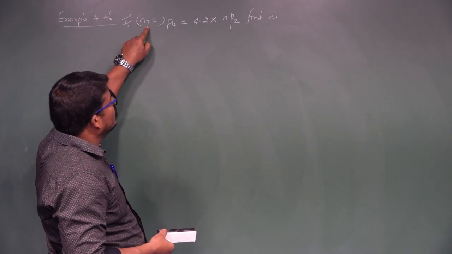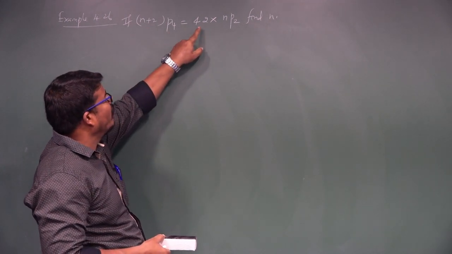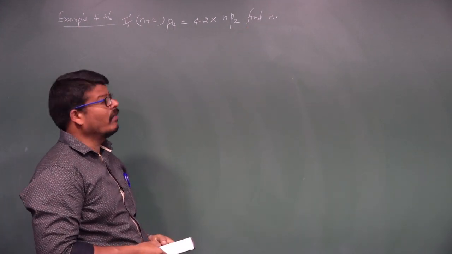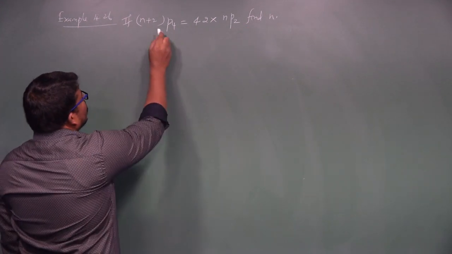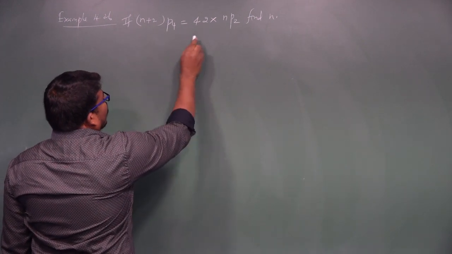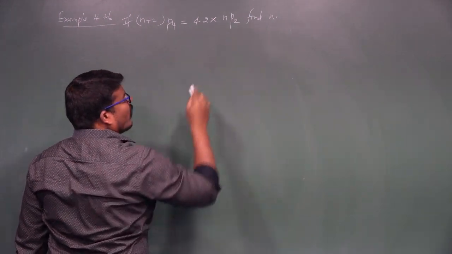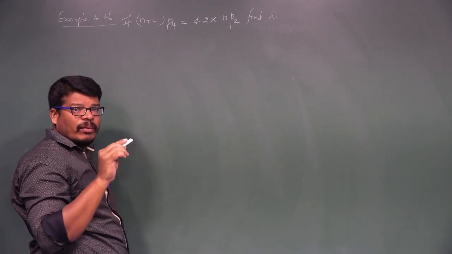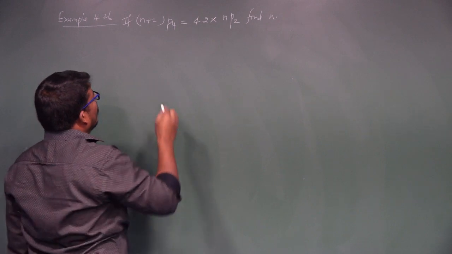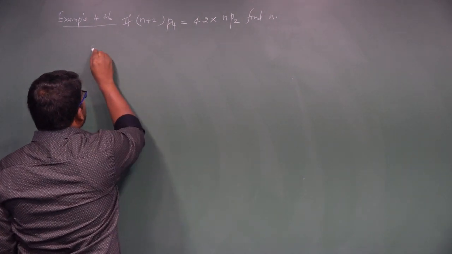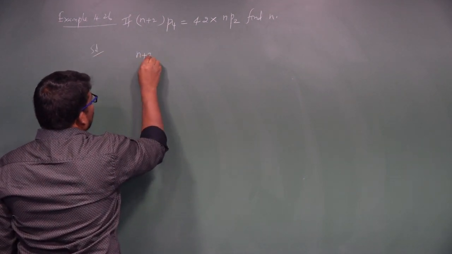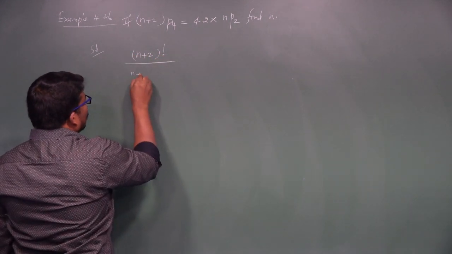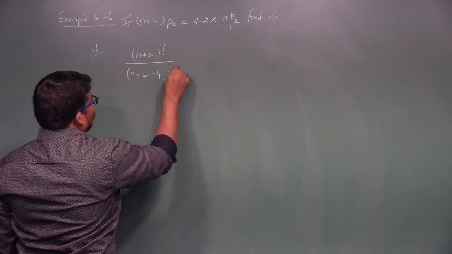Example 4.26. If (n plus 2)P4 is equal to 42 into nP2, find the value of n. Both are equal. Write in nPr using the formula: nPr equals n factorial by (n minus r) factorial. So (n plus 2)P4 is (n plus 2) factorial by (n plus 2 minus 4) factorial.